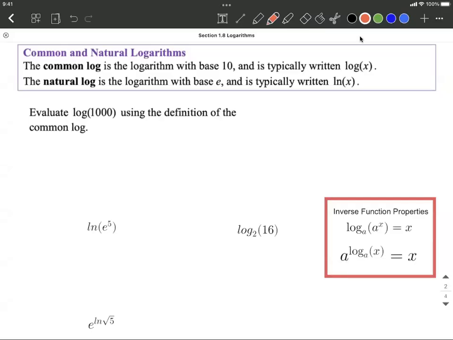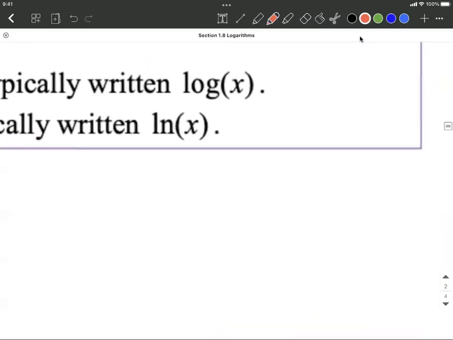Okay, two very special functions, the common log and the natural log. These are two buttons that we have on our calculator, the log button and the ln button. You may recall the ln button from when we had e to the x power was up above that ln button in the previous section.